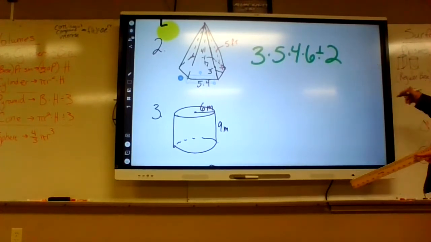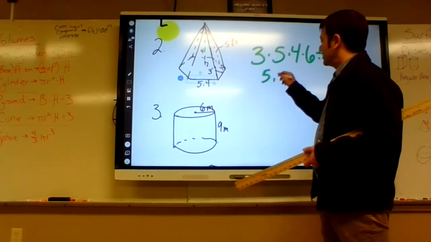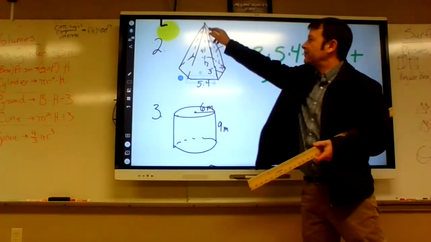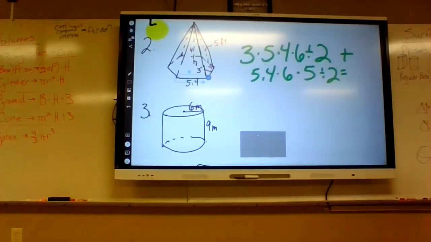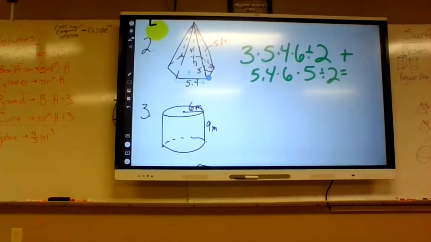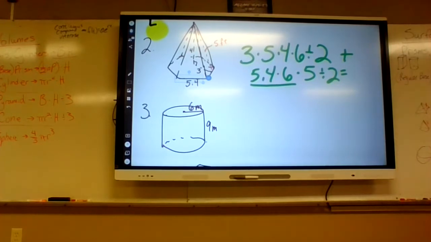So that just gives you the base, and then you do perimeter times slant height divided by 2. So perimeter is still 5.4 times 6 times slant height, that's the 5, divided by 2. For the base area, it's a regular polygon, so I used 1/2 apothem and perimeter for the base. And then just add those two together? Yeah, area of the base plus that other stuff. This 5.4 times 6, that's the perimeter of the base. So that's 3 times 5.4 times 6 divided by 2 plus 5.4 times 6 times 5 divided by 2.